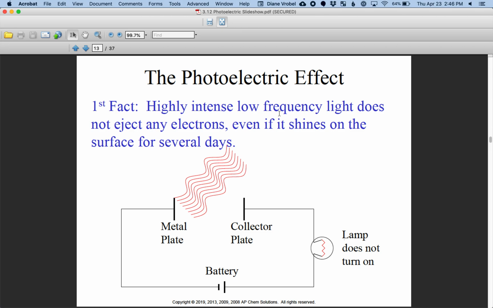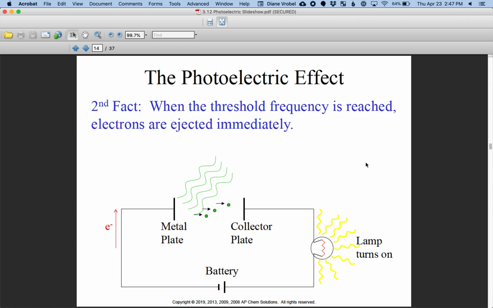So they tried low frequency of light, and they saw that the lamp would stay off. So obviously the type of light did matter. And it didn't matter how long you would try to shine the light on this metal, you would get no effect because this was low frequency.